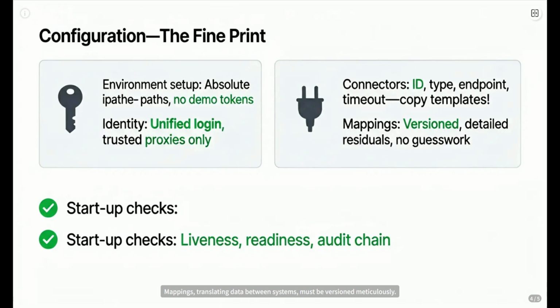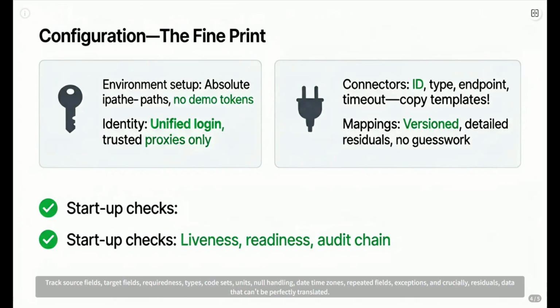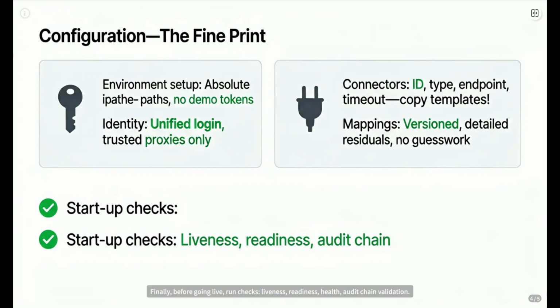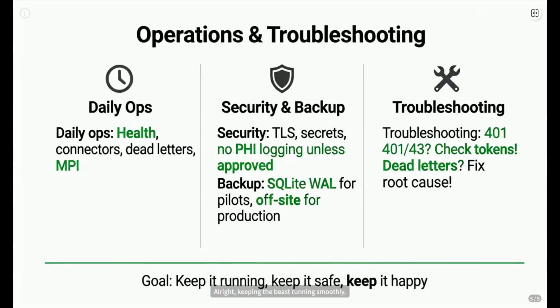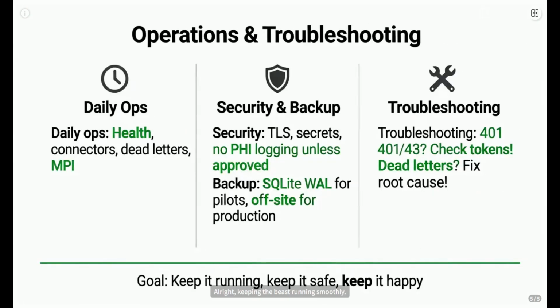Mappings, translating data between systems, must be versioned meticulously. Track source fields, target fields, requiredness, types, code sets, units, null handling, date time zones, repeated fields, exceptions, and crucially, residuals, data that can't be perfectly translated. Finally, before going live, run checks: liveness, readiness, health, audit chain validation. Double check everything.